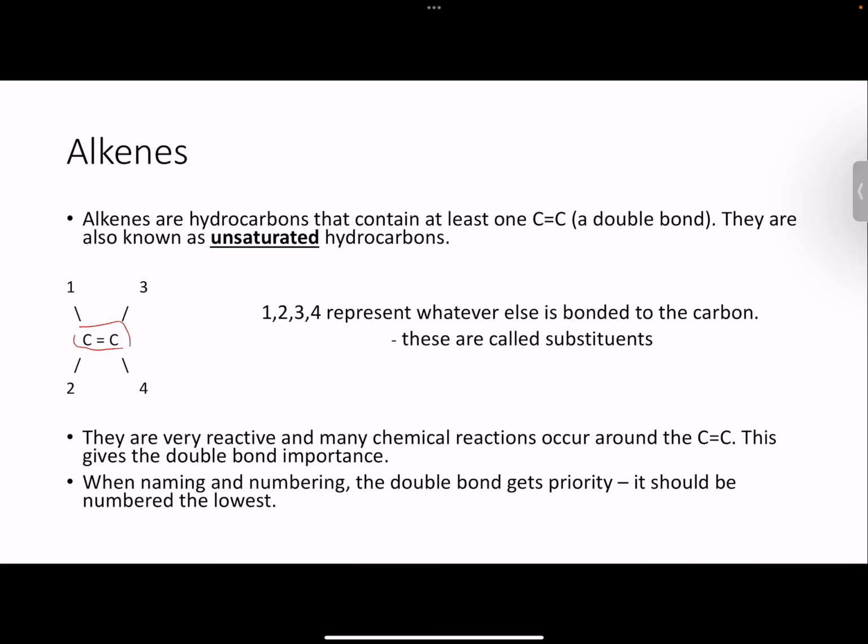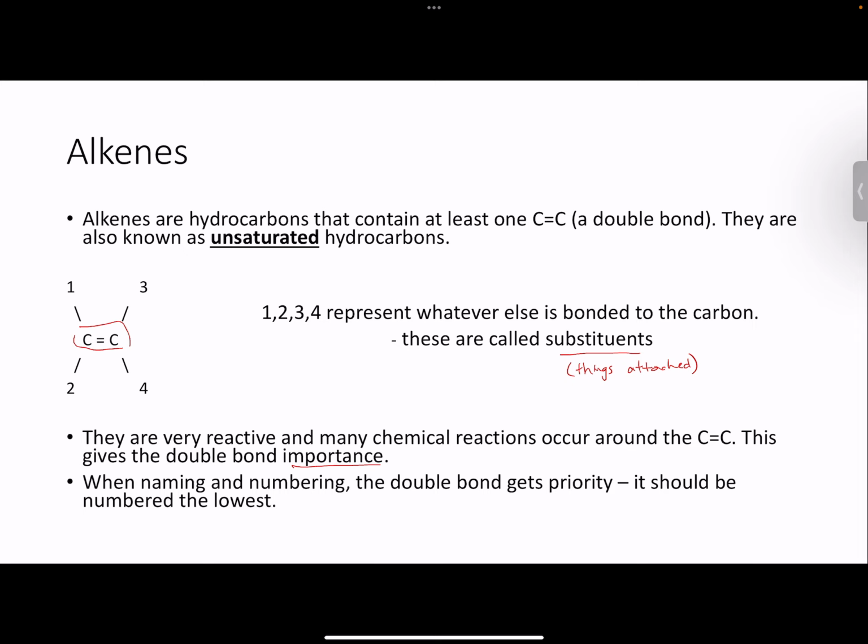So each carbon in the double bond can have 2 substituents. In layman's terms, we'll call these things attached. That's what a substituent is. We use the term ligand when we are learning about VSEPR. So this bond is very reactive, and because the double bond likes to get broken, it gives it importance or priority.